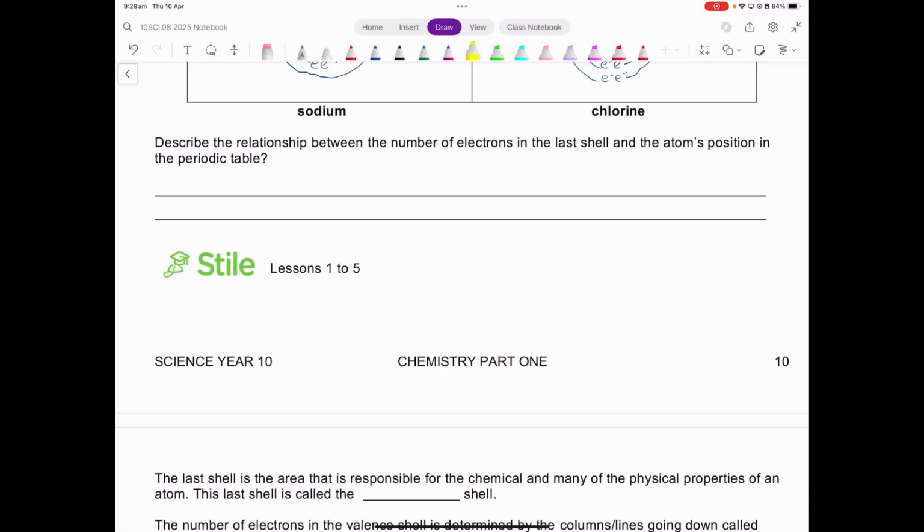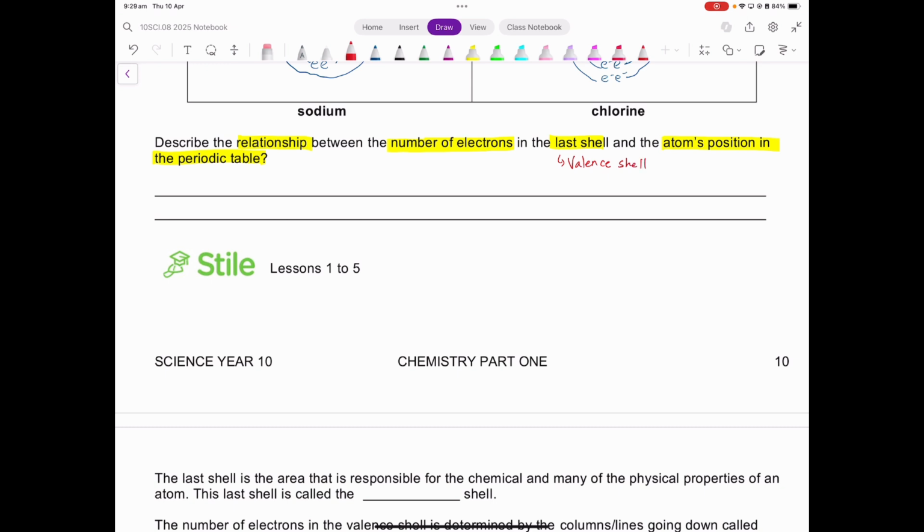Let's have a look. You've got some practice examples that we've just had a go at. What is the relationship? So what is shared or not shared between the number of electrons in the last shell and the atom's position in the periodic table? Okay, so there are some keywords that I'm going to be using here. The last shell is what we refer to as the valence shell.